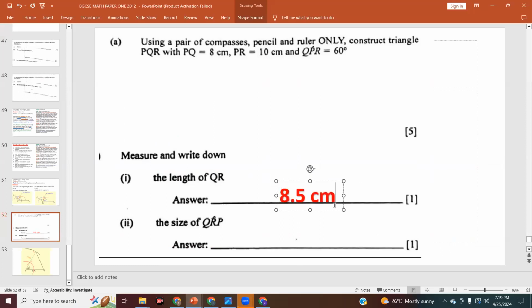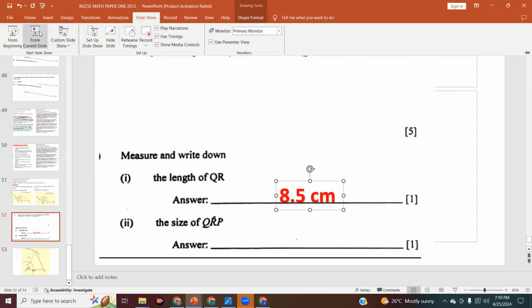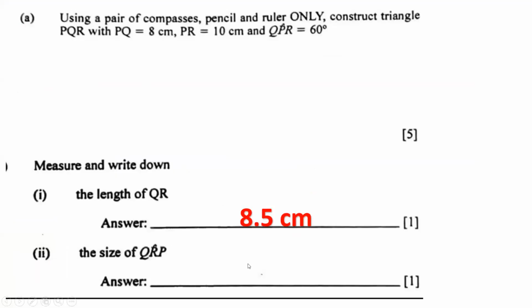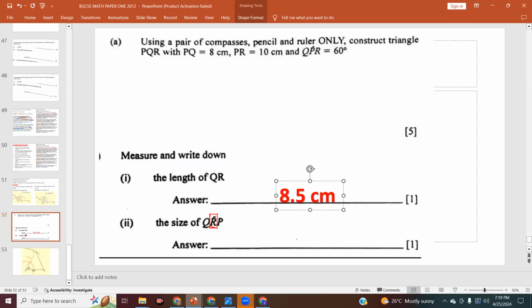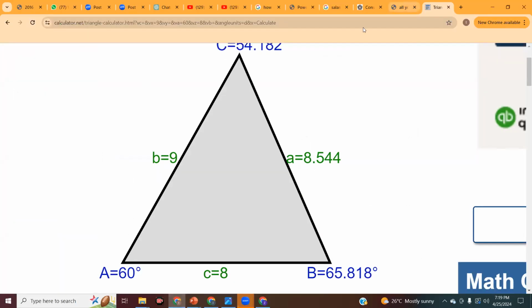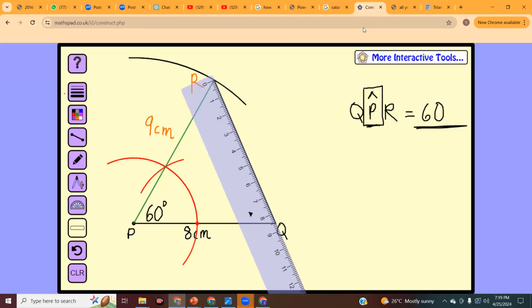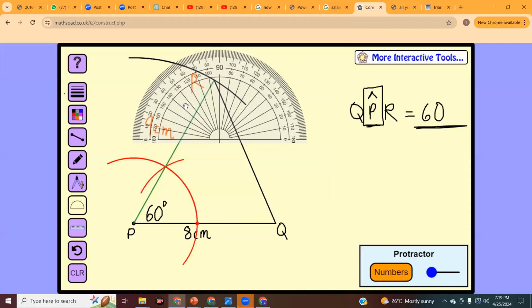And then they want us to measure the size of QRP. If they say they want us to measure the size of QRP, they're referring to the angle in the middle, right? Remember I told you that once you see it like this, they're referring to the angle in the middle, like R. So we have to figure out the size of angle R, and let's measure that. Angle R is going to be interesting to measure because angle R is on top, right?